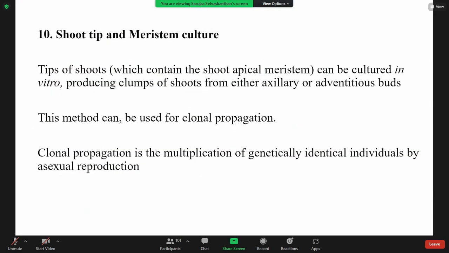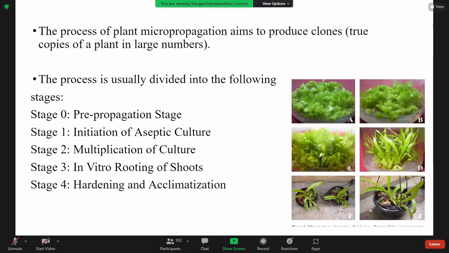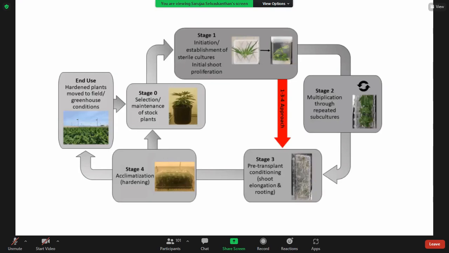You studied these. And the stages of micropropagation, we have studied 5 stages: stage 0, stage 1, 2, 3, and 4. Stage 0 is normally the pre-propagation stage. In that stage, we prepare the mother plant and excise the explant from the mother plant. Those are the steps we do in stage 0, just prior to propagation. It is a preparation stage.